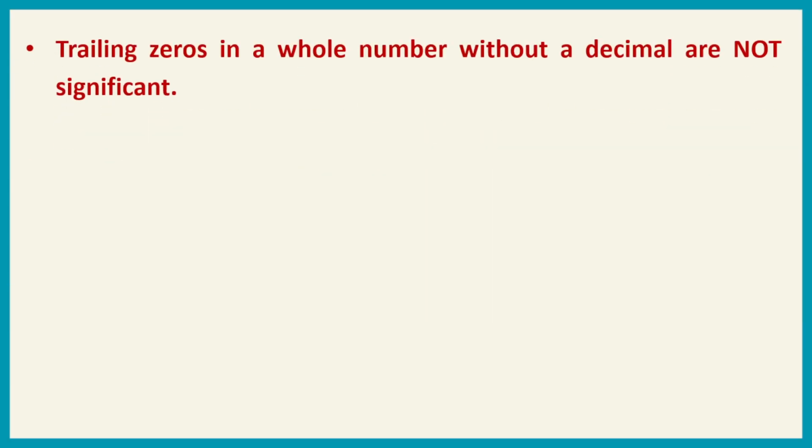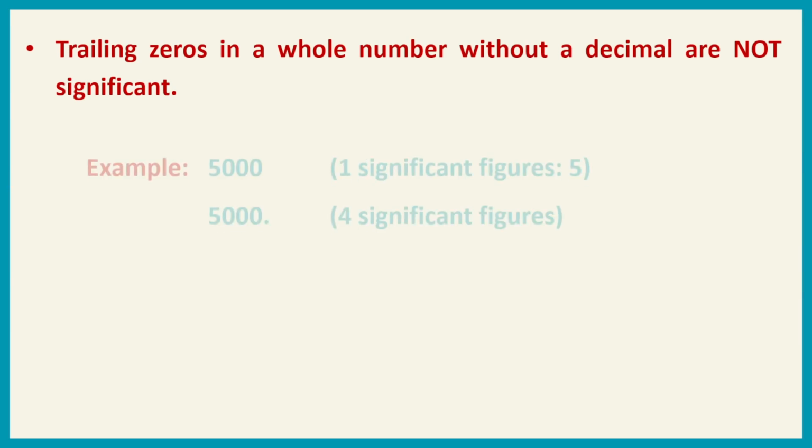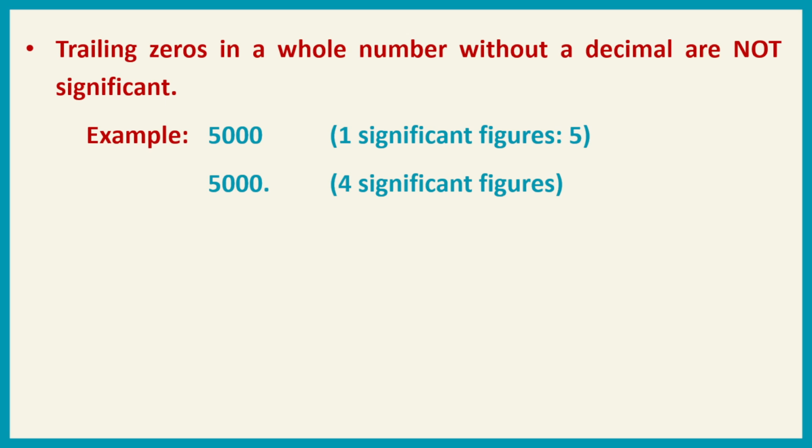Rule number 5: trailing zeros in a whole number without a decimal are not significant. Consider the example 5,000, 500. There is no decimal point and all the 3 zeros will not be countable. So there is only one significant figure and the significant digit is 5. But if you are writing like this, 5000 point, that means you are placing a decimal point after the 3 zeros, then you have to count all the 3 zeros as significant figures. So in this case there are 4 significant figures.